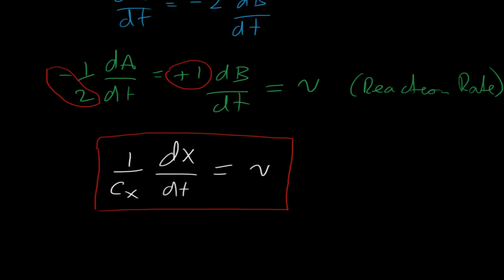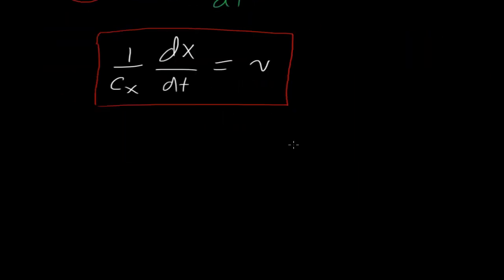Now I can rearrange that equation in a slightly different way, so that I can write down dX/dt equals cX times V, and this now expresses the rate of change. Basically this is a differential equation. It expresses the rate of change of X in terms of the reaction rate and the stoichiometric coefficient.